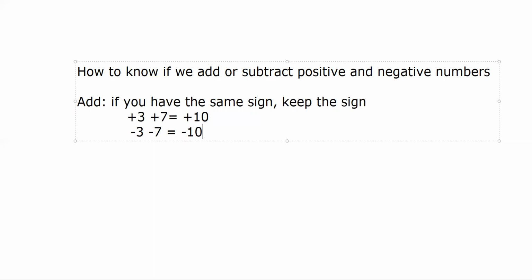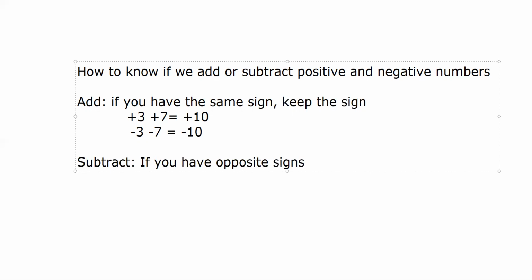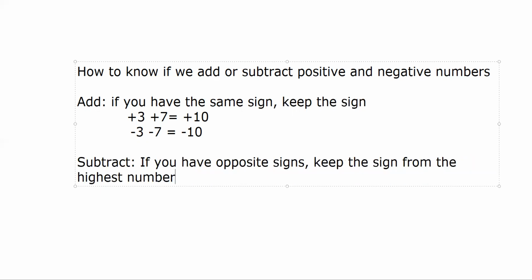What about if we have a positive and a negative? That's when we're going to be subtracting. So we're going to subtract if you have opposite signs, and you're going to keep the sign from the highest number. For instance, I'm still going to be using the 3 and 7, so I'm going to make one positive, the other one negative, and then the other way around, where the 3 is negative and the 7 is positive. So we're going to see the difference between each one of these.